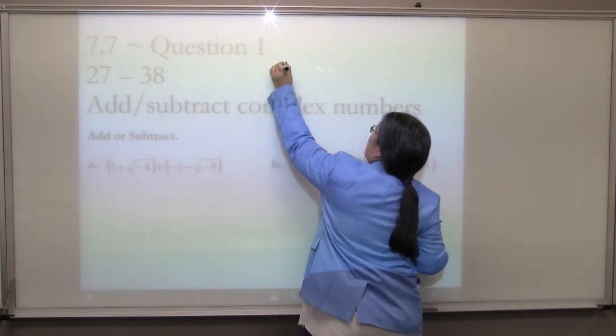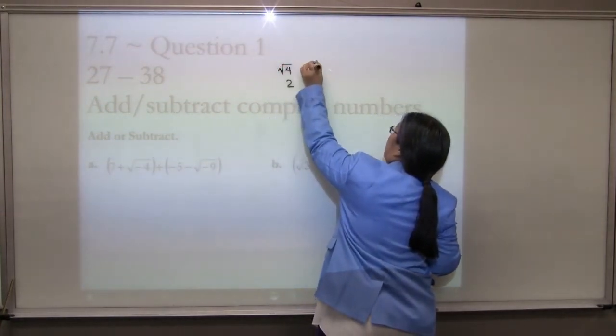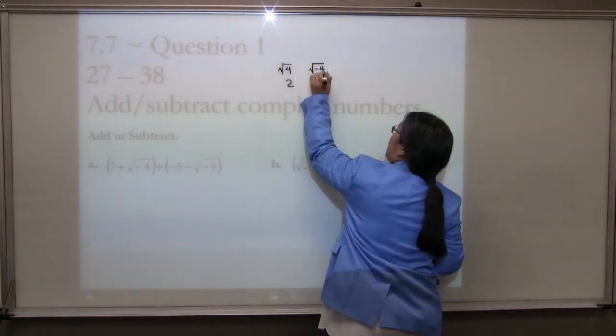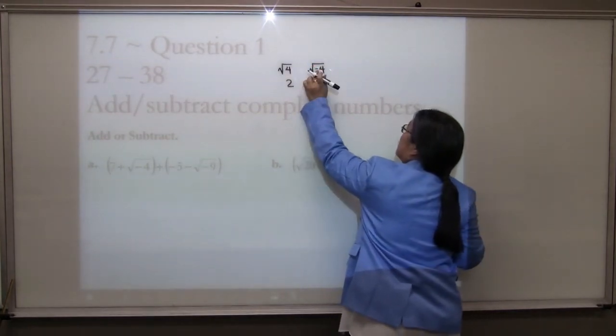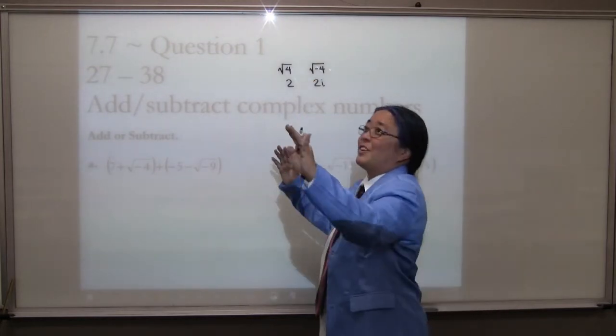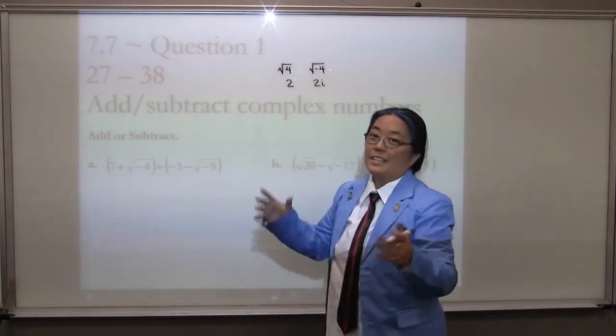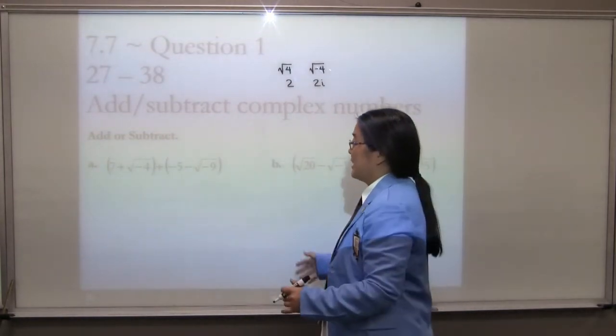For example, what is the square root of 4? The square root of 4 is 2. So what is the square root of negative 4? It is not a real number. So what we do is this negative becomes i for imaginary. That's it. That's what we're learning. That's the big secret. Sorry, very anticlimactic.